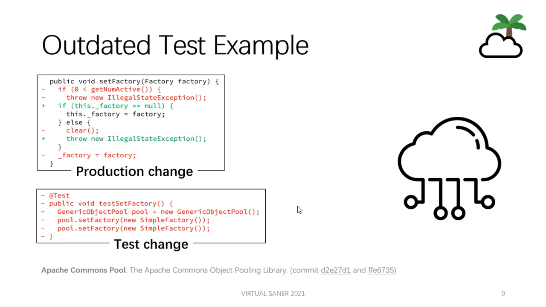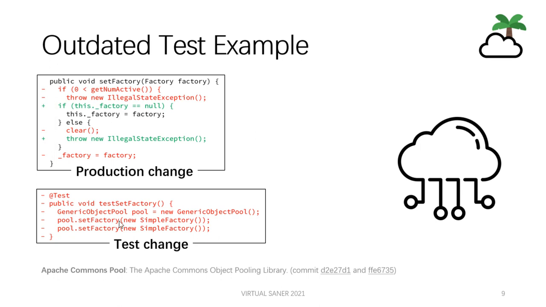We see a real example of an outdated test, which comes from the Apache Commons Pool library. In the production code change, the behavior of set factory is changed. So resetting this factory member will result in an illegal state exception. However, there is a test case which sets the factory twice. So this test case will fail due to the production's new behavior.